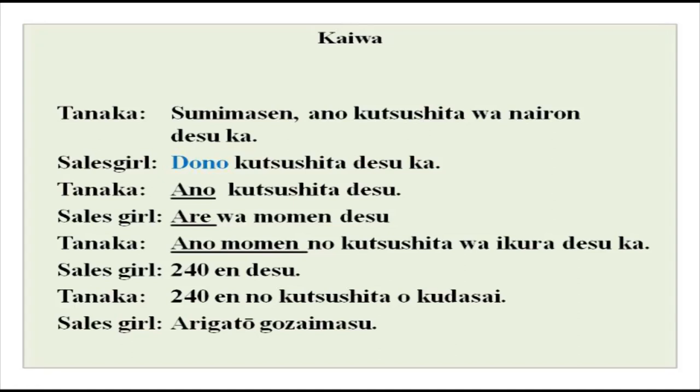あの靴下です。あれは木綿です。So, you can see very, very easily you can change ano into are. あの木綿の靴下はいくらですか。240円です。240円の靴下をください。ありがとうございます。That's the last thing you have to say, thank you for buying this at our shop.